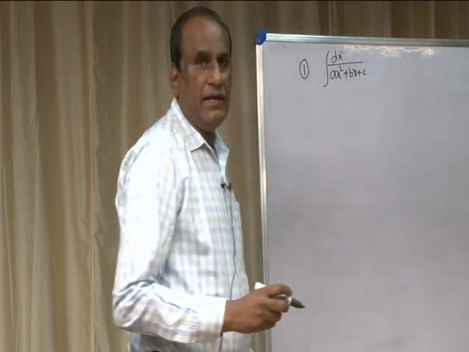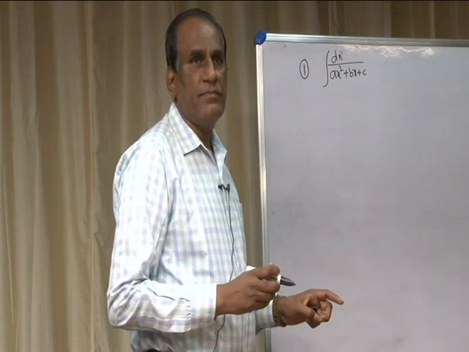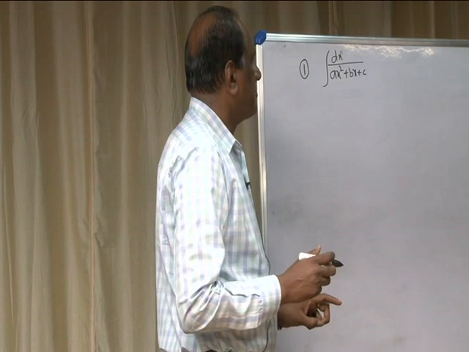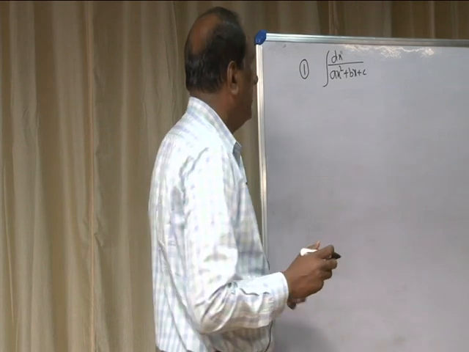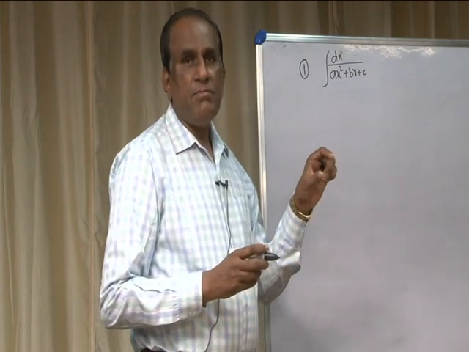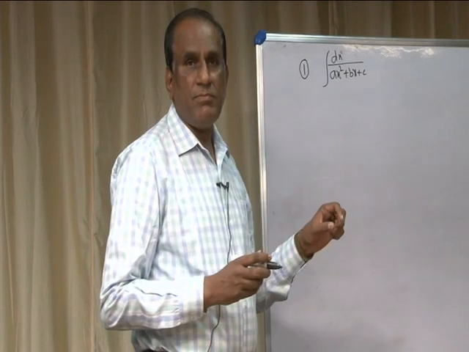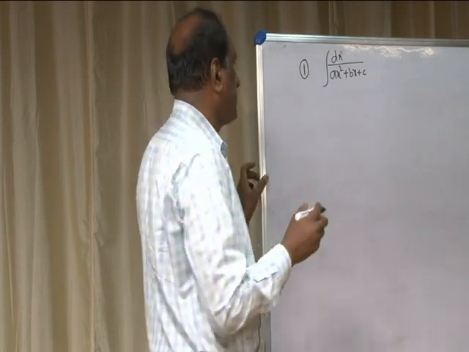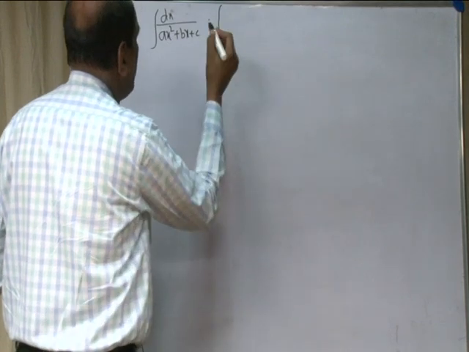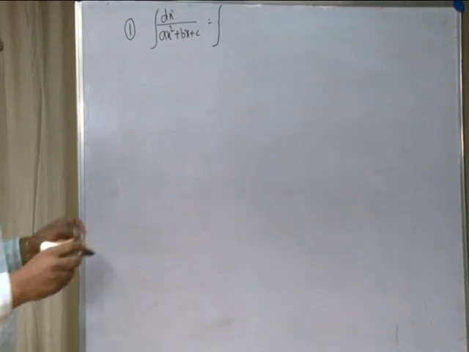How to integrate? If the integral is of the form dx divided by ax square plus bx plus c, express the denominator as a sum of perfect squares or a difference of perfect squares. Now, this can be integrated after writing the denominator as a sum of squares or difference of squares.